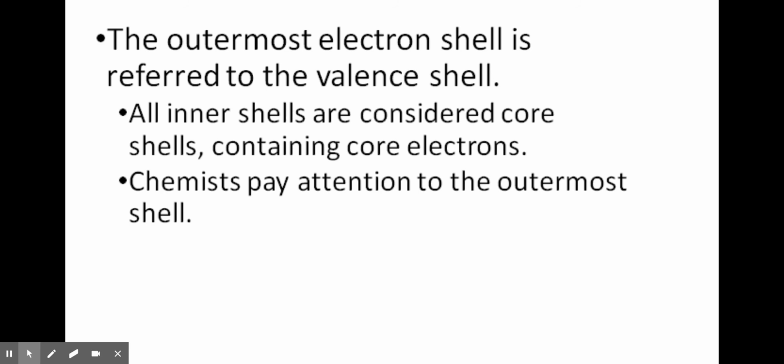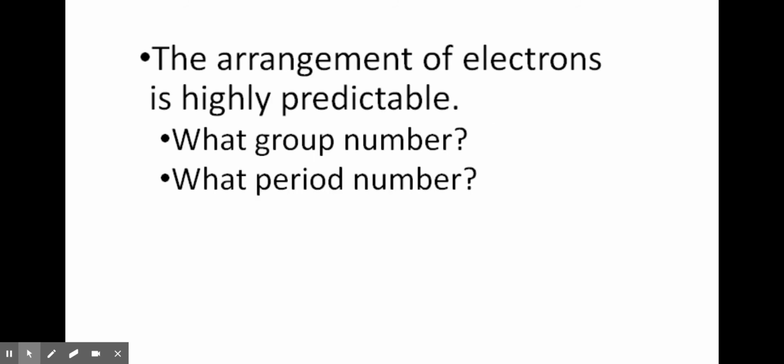Chemists really pay attention to the outermost shell because that tells us a lot about how an element will react with other elements, okay? The arrangement of electrons is highly predictable, okay? So things you want to ask yourself: what group number, or what is the group or column that this element is in? What is the period that it is in? Because if I tell you the name of an element and you ask those two questions, you can give me some really good information about that element, okay?